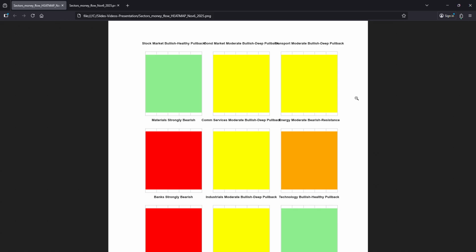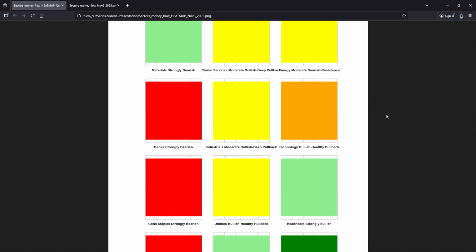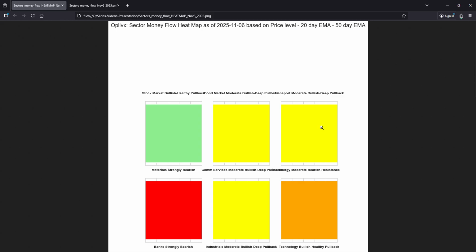If the 50 EMA is greater than or equal to the 20 EMA, and the 20 EMA is greater than the price, then we return deep red. This is the worst situation, where the 20 EMA fell through the 50 EMA, and the price fell through both these EMAs and is below the 50 as well as the 20. So in that case you get red. That's how the sectors are coded.